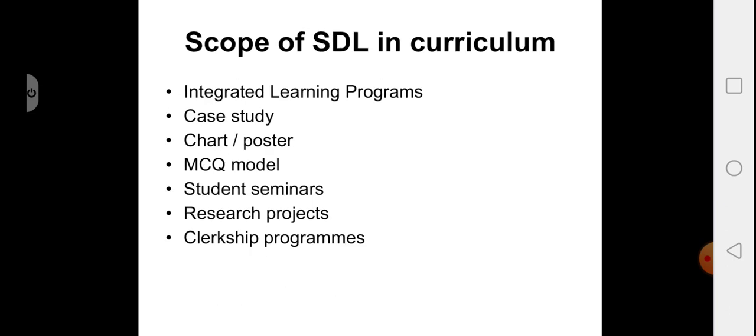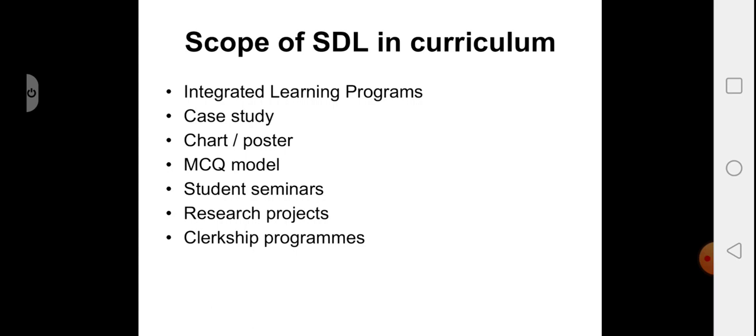Looking at the scope of SDL in the present curriculum, it can be in the form of integrated learning programs. They can take one topic such as hepatitis, and there are several speakers on it, coming from anatomy and physiology, talking about the liver, from pathology and microbiology, talking about the pathophysiology and the infectious agents, and from medicine, talking about the clinical manifestations and the treatment of hepatitis. This is one modality. Next is case study based.